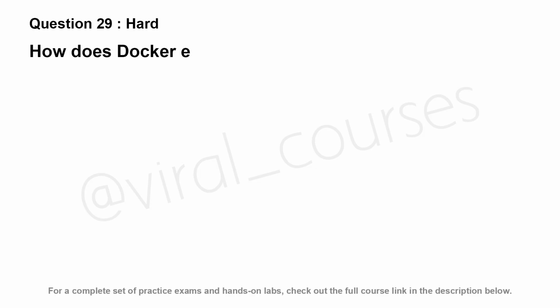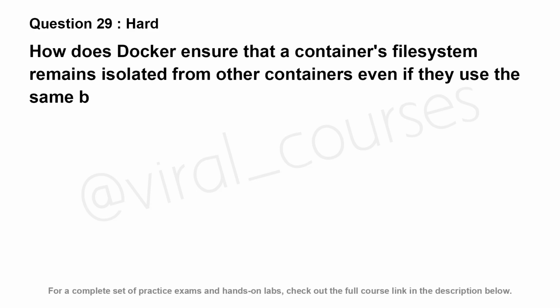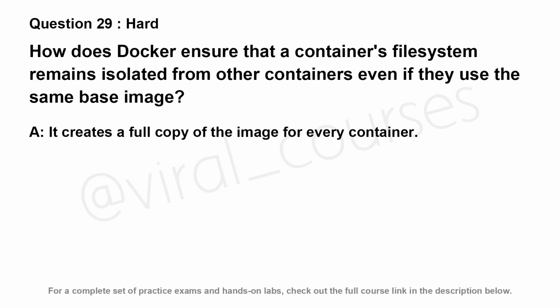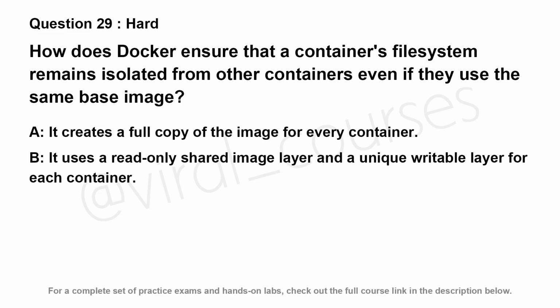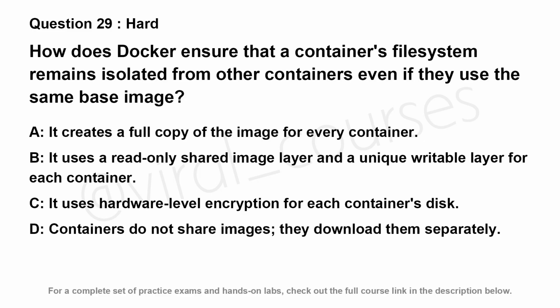How does Docker ensure that a container's file system remains isolated from other containers even if they use the same base image? Option A, it creates a full copy of the image for every container. Option B, it uses a read-only shared image layer and a unique writable layer for each container. Option C, it uses hardware-level encryption for each container's disk. Option D, containers do not share images. They download them separately.